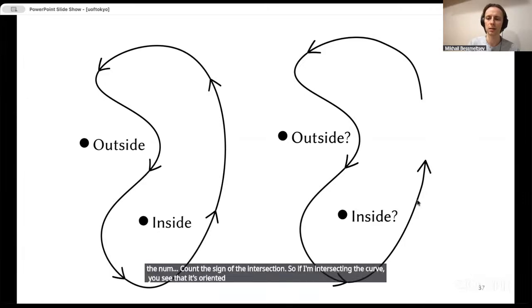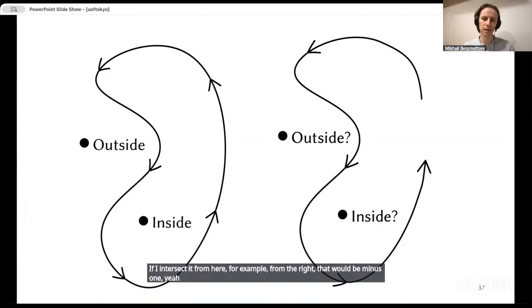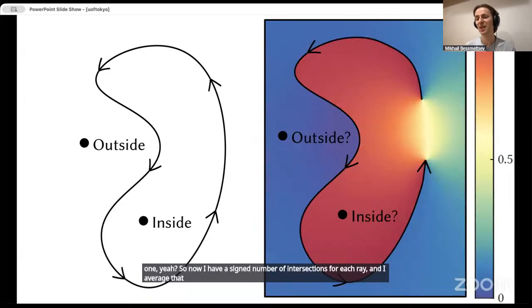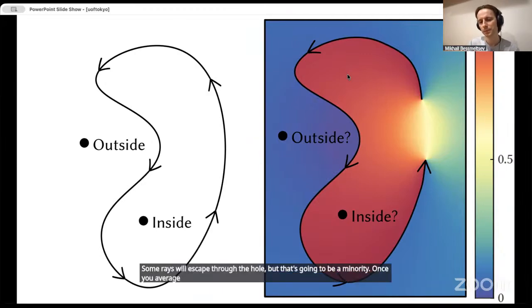If I'm intersecting it from the left, like here, I count it as +1. If I intersect from the right, that would be -1. So now I have a signed number of intersections for each ray, and I average that. That gives you this nice function. You see that when you're inside, most of your rays will return +1. Some rays will escape through the hole, but that's going to be a minority. Once you average out, it's going to be fine.